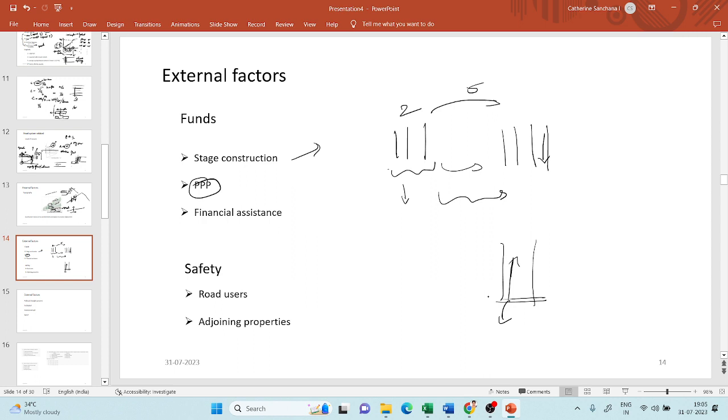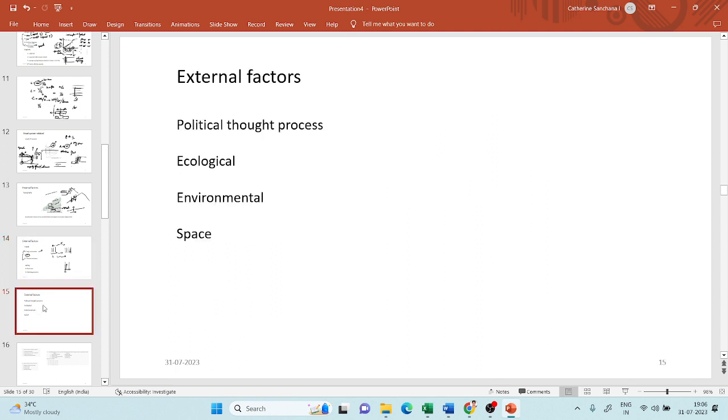So they can do that, or they can also borrow money. So based on that also, your geometric design will vary. Okay, so based on the funds available, your geometric design will vary. And safety. As I said, your road design should be forgiving. It should be safe for the road users, the vehicles, the pedestrians, and also the properties adjoining the road. The properties that are near the highways should also be considered for safety when you construct the highways.